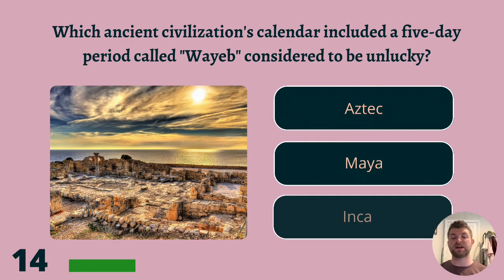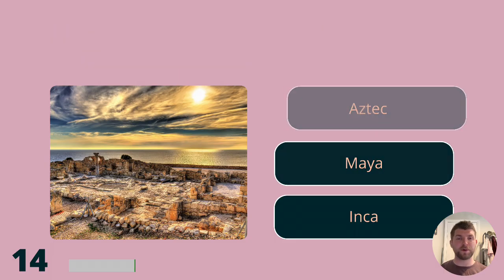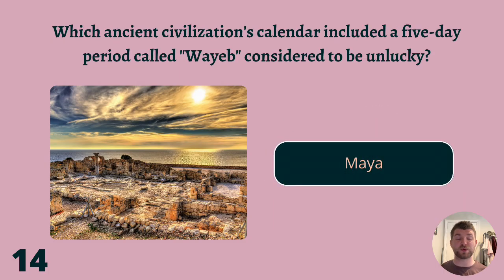Which ancient civilization's calendar included a 5-day period called Wayeb, considered to be unlucky? Aztec, Maya, or Inca? We hope you're keeping up so far and enjoying the quiz. The answer to question 14 is Maya. Very well done if you got that one right.